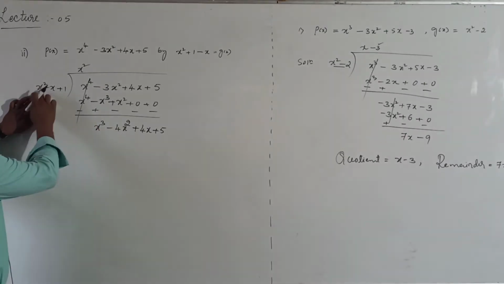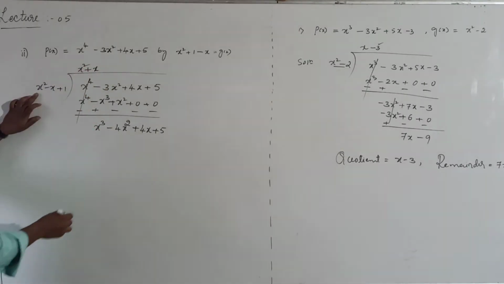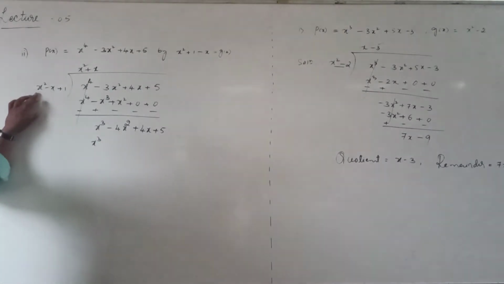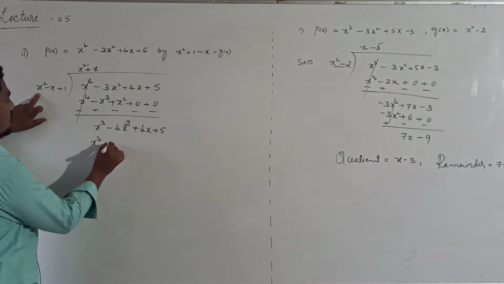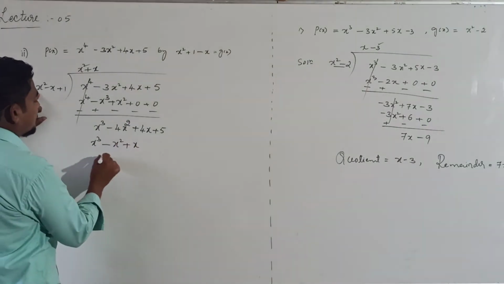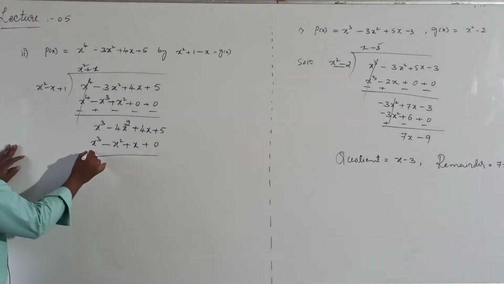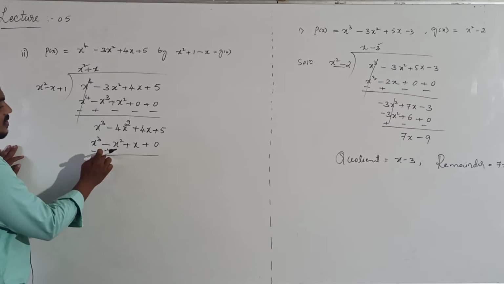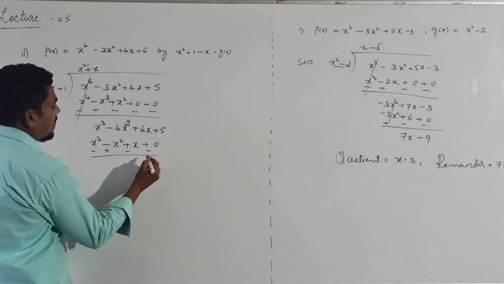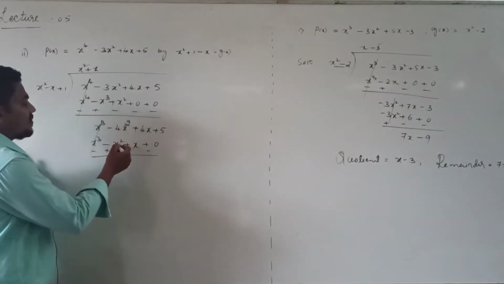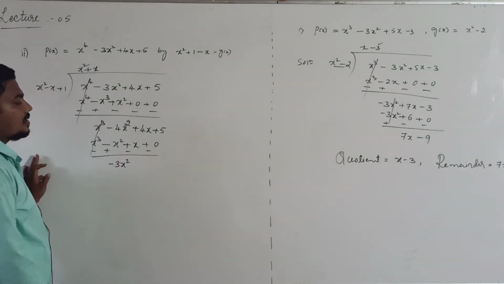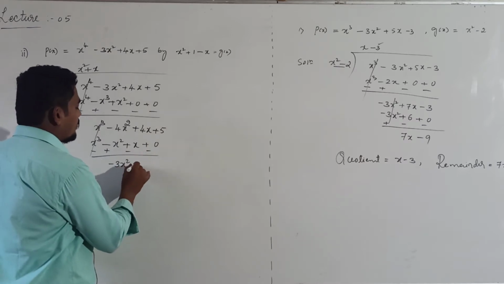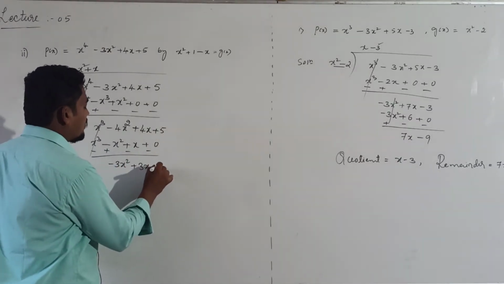For getting x cube, which term do we need to multiply? Plus x. x cube minus x square plus x, take 0. Now reverse the signs. These two terms will get cancelled. After that minus 4x square plus 4x square, it will be minus 3x square. Here plus 4x is there, minus x is there, means plus 3x plus 5.